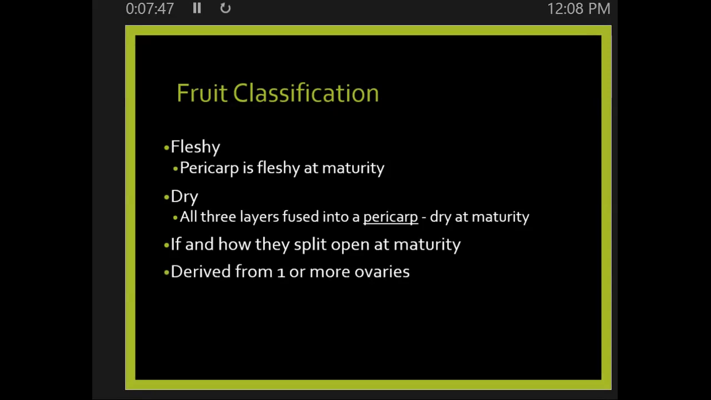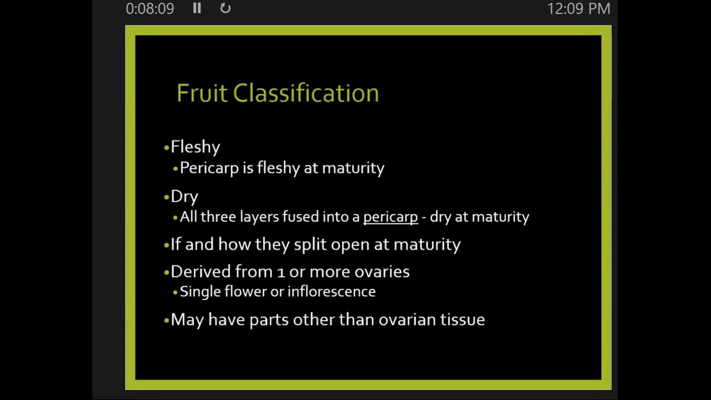Then you also look to see how many ovaries might have been involved in the formation of this fruit. And that goes back to flower design. What did the flower look like? Was it an inflorescence? Something like that. And so the idea is you need to know your flower anatomy in order to answer some of these questions, as well as the idea that you could see other parts of the flower being involved in the fruit formation. It's not just the ovary.